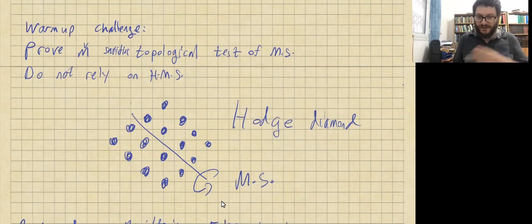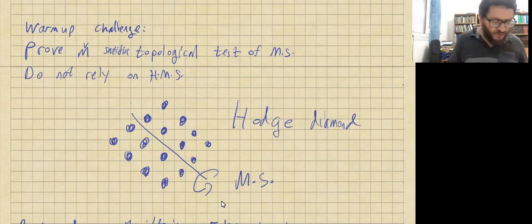Maybe I haven't said it, but classical mirror symmetry says that there's some kind of relation between quantum cohomology and Gromov-Witten invariants on M, and Hodge theory, period integrals on the mirror M check. So I'm asking just a very simple question. Is it possible to prove from the construction of a family Floer mirror that the mirror satisfies some kind of topological test of mirror symmetry?